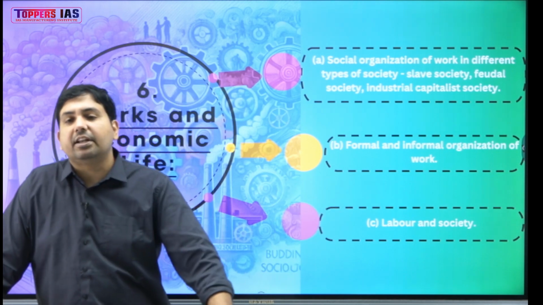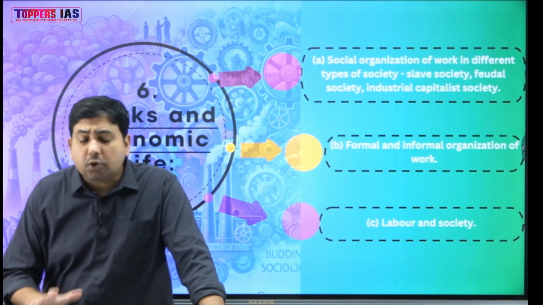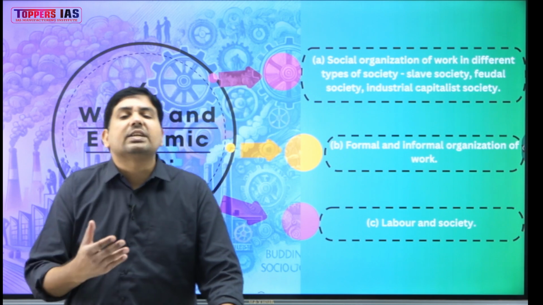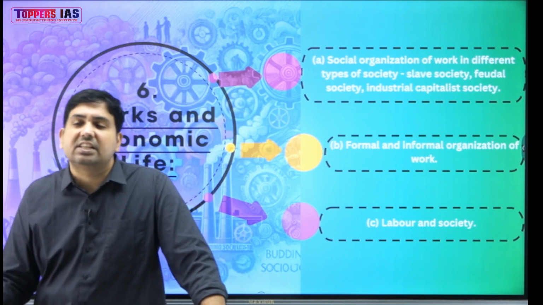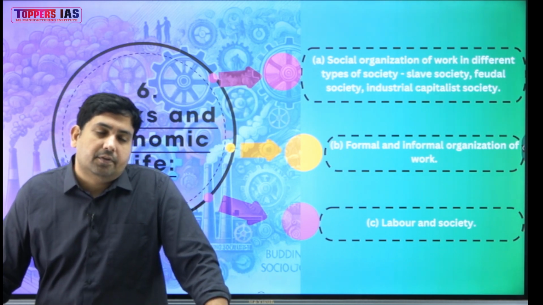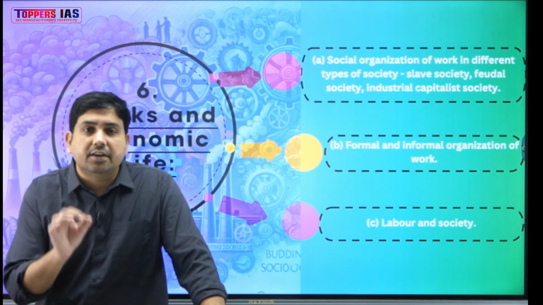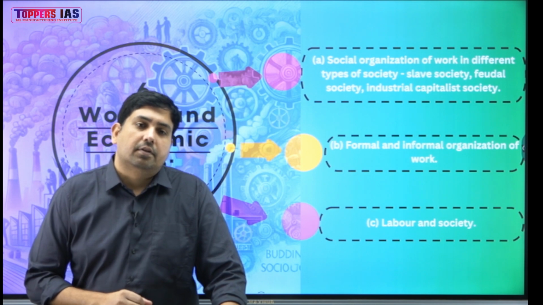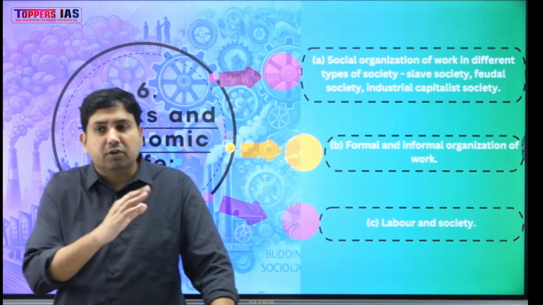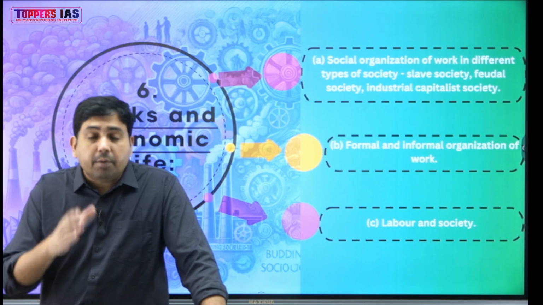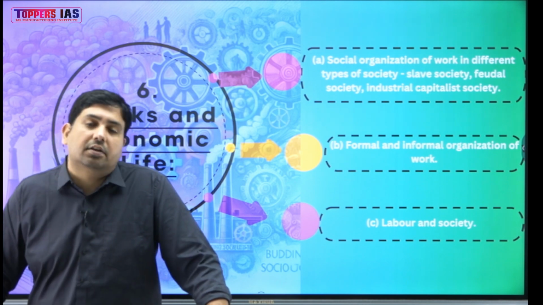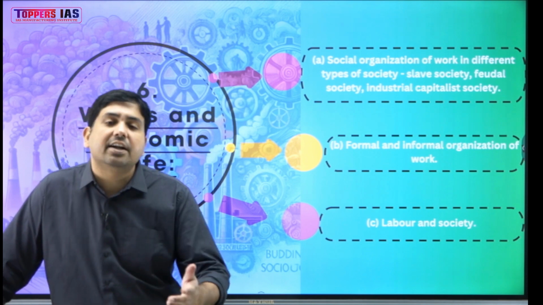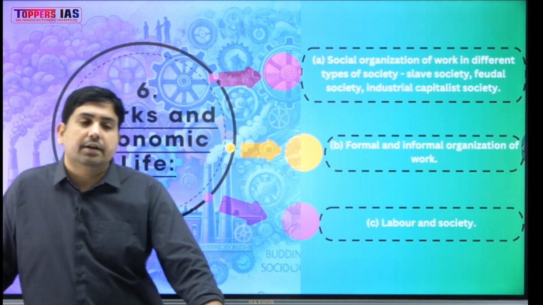Then industrial capitalist society. In that, work is organized around the factory. There is the concept of wage labor. Earlier, this concept of wage labor was not there. And in industrial society, the most important thing is the pursuit of profit. So people work for wages, and means of production are privately owned by the capitalist class, upper class people, which seek more and more profit. Clear? So such kind of things.